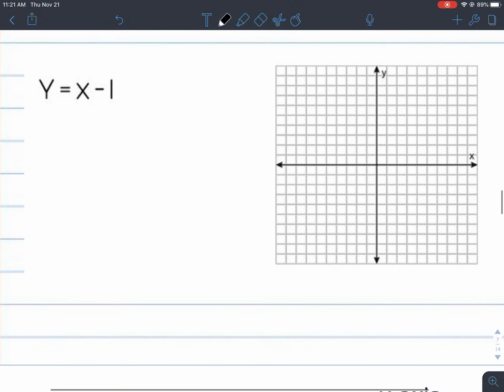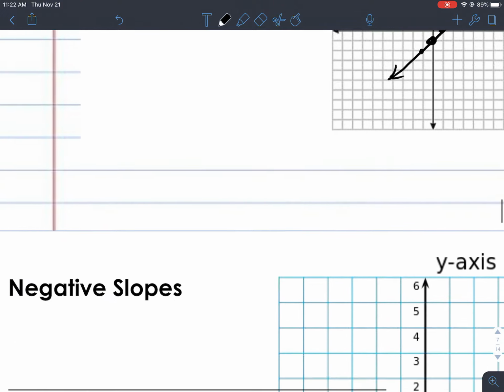Okay, a few more. So this one, we're going to start at negative 1, but there's no slope written. We know any number in front of the x is always going to be 1, so we're going to go up 1 over 1, up 1 over 1, up 1 over 1, and you're going to get that nice little line there.